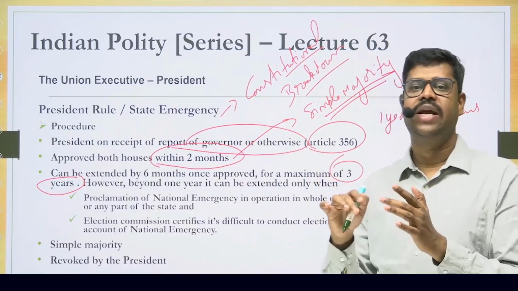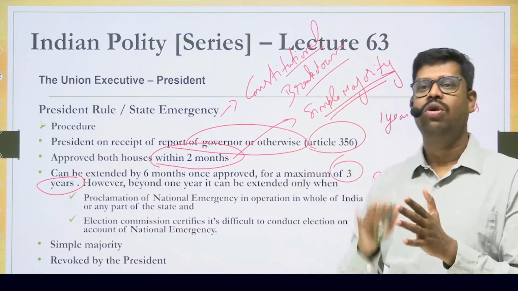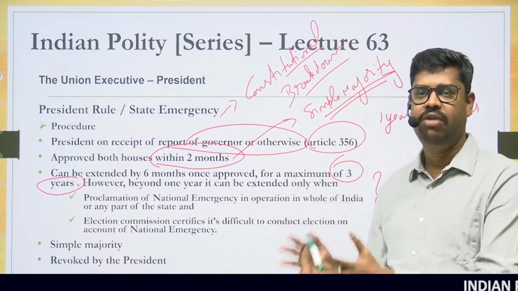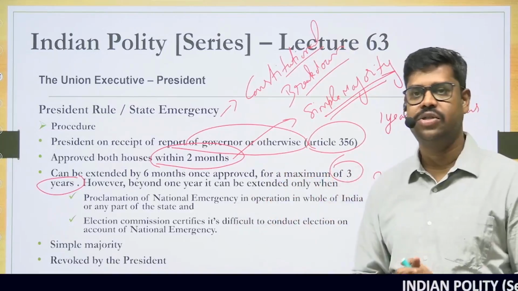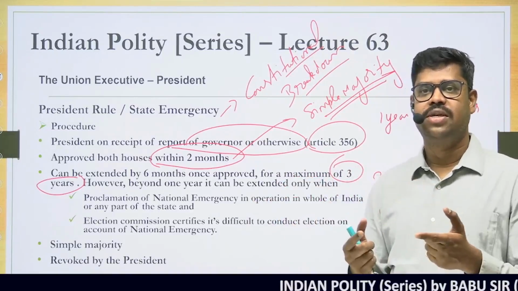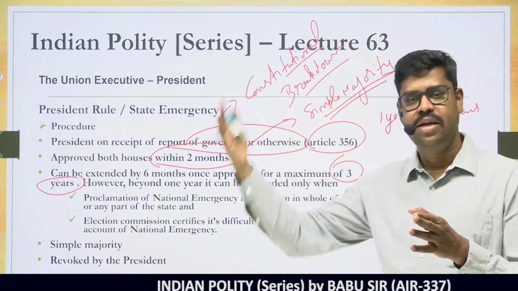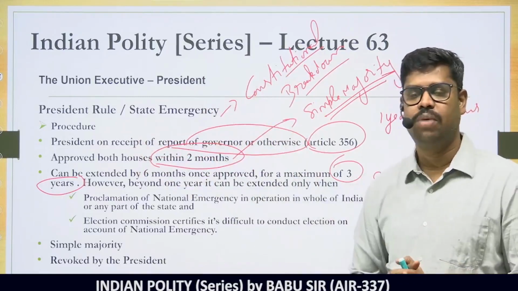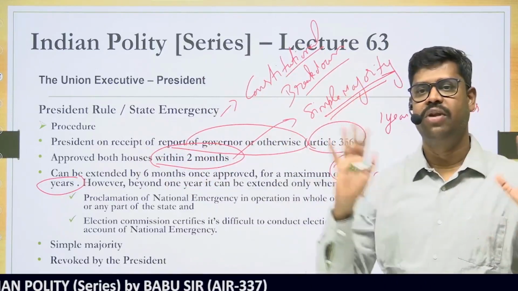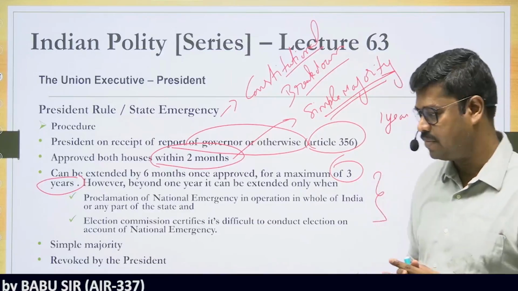That the particular state is also covered under the national emergency, and that on account of the national emergency, the Election Commission of India is certifying that presently it is difficult to conduct elections in the state where President's Rule is there. When these two conditions are satisfied, the Parliament can give the approval subsequently and extend President's Rule up to a maximum of 3 years. However, within 3 years, the Election Commission of India has to conduct the election and the new government has to be formed. So this is the basic understanding you should have.